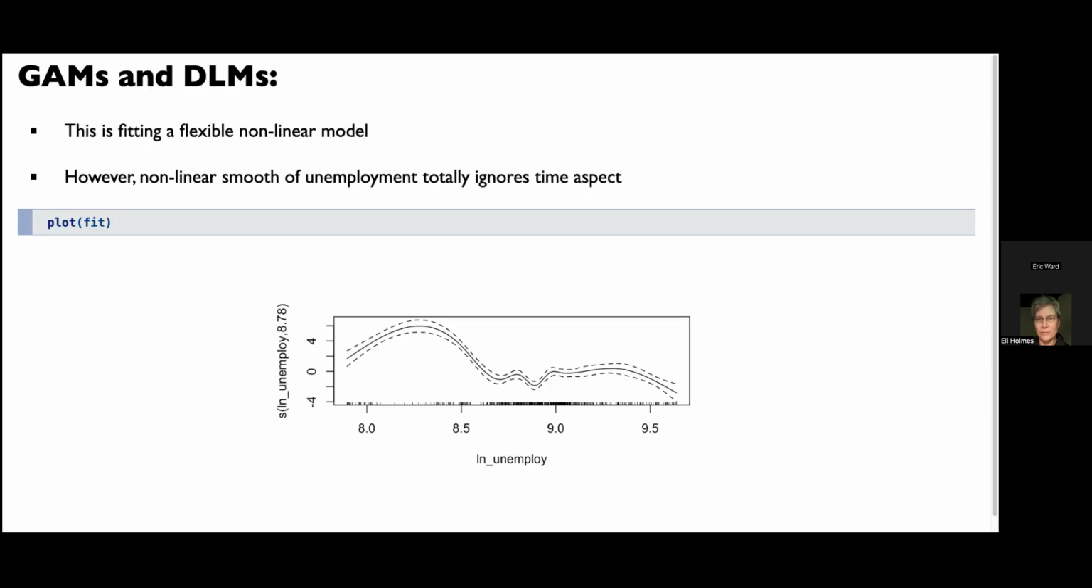But essentially, this is the smooth relationship where there seems to be some kind of curvature happening over here. But once the log of unemployment rate is above 8.7 or something, that curve is basically flat. So it's a flexible relationship. It's super smooth. However, it's totally ignoring time, right? Okay, so this is not exactly what we want. If our goal here is to develop a time-varying effect of the covariate, this is not really going to help us.